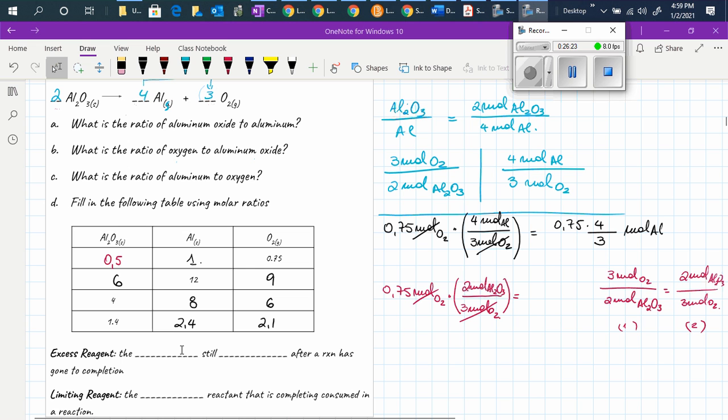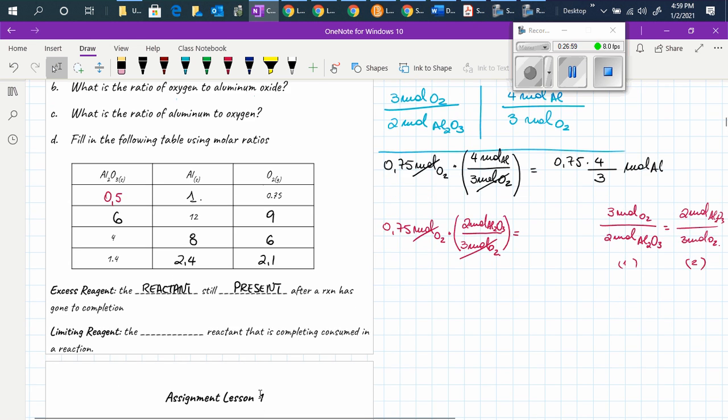Now, excess reactants are the reactants that are still present even after the reaction is completed. And a limiting reactant is a reactant that is consumed, used up, when the reaction is completed.